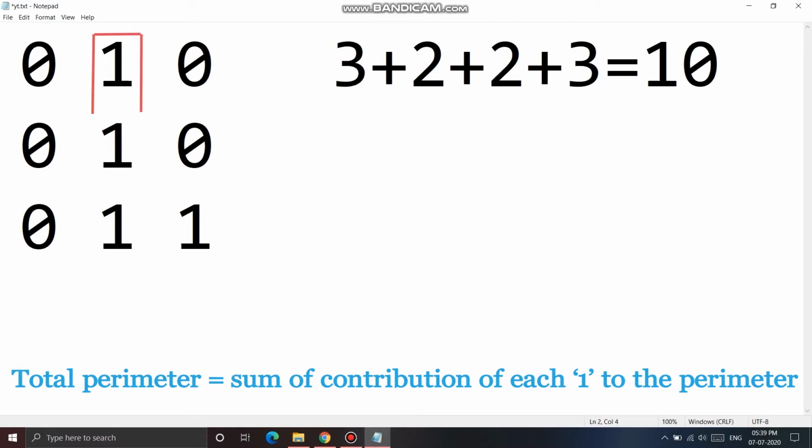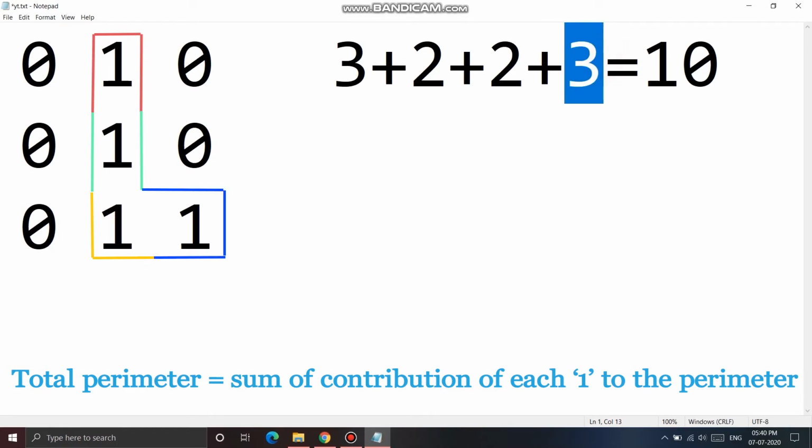Now for this cell, for this one, the number of ones which are directly adjacent to it is 2. So its contribution would be 4 minus 2, that is 2. Similarly for this one, the contribution would be 4 minus 2, that is 2. Now for this last one, the contribution would be 4 minus 1, that is 3. So the total perimeter of this island would be 10.